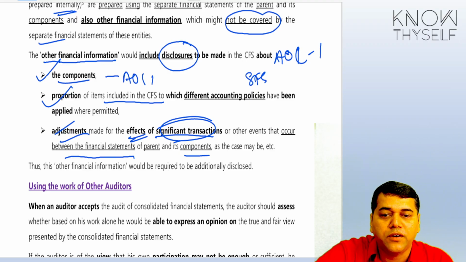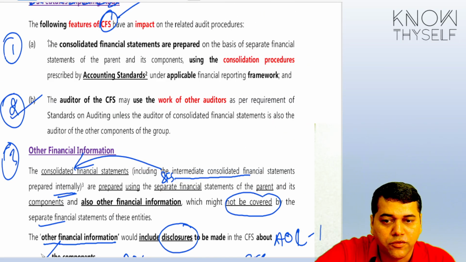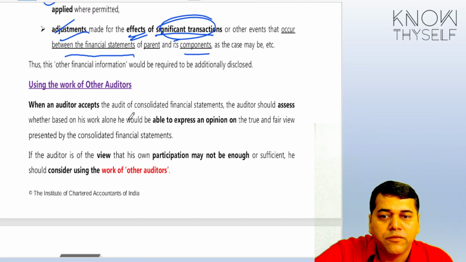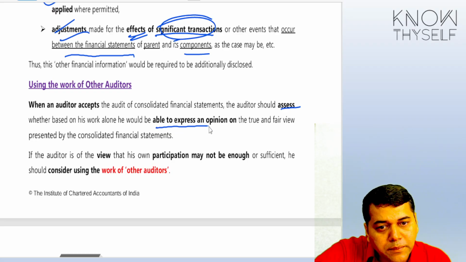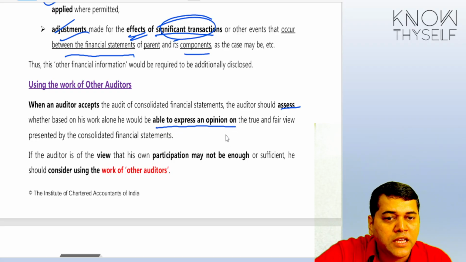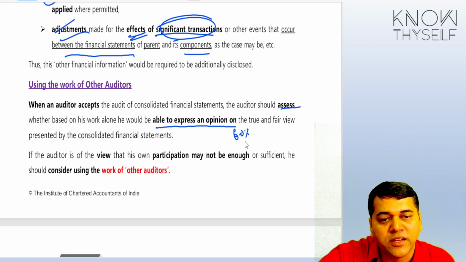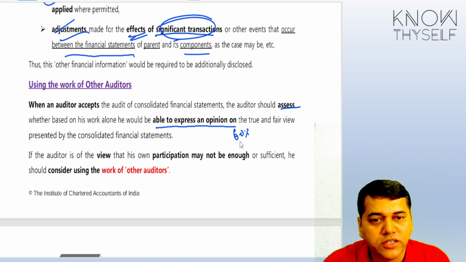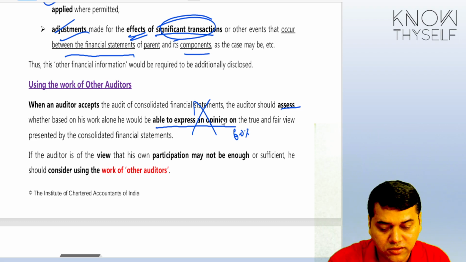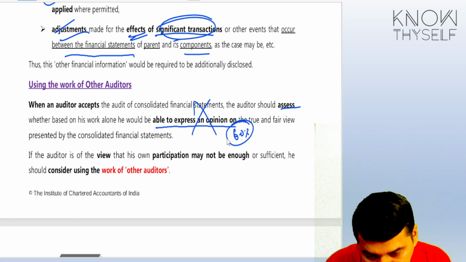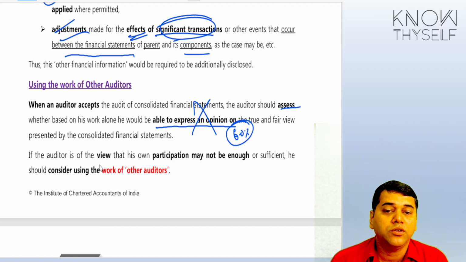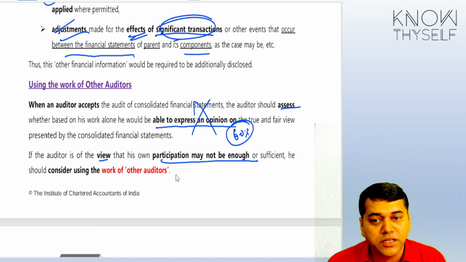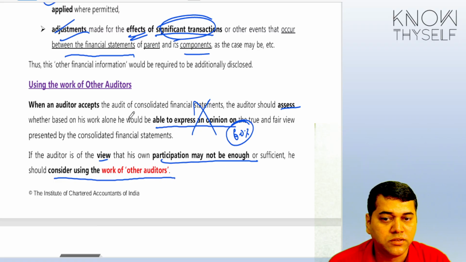Now, work of other auditors, this explanation, work of other auditors. Now, when the auditor accepts the audit of CFS, he should assess whether he will be able to express an opinion. That means if 60% of the CFS values are coming from one subsidiary and you are not the subsidiary auditor, then you should decline this audit. Because you should give me the subsidiary auditor only, because I cannot participate as a principal auditor. So, you should view that the participation may not be enough, or sufficient. You should consider the work of other auditors.